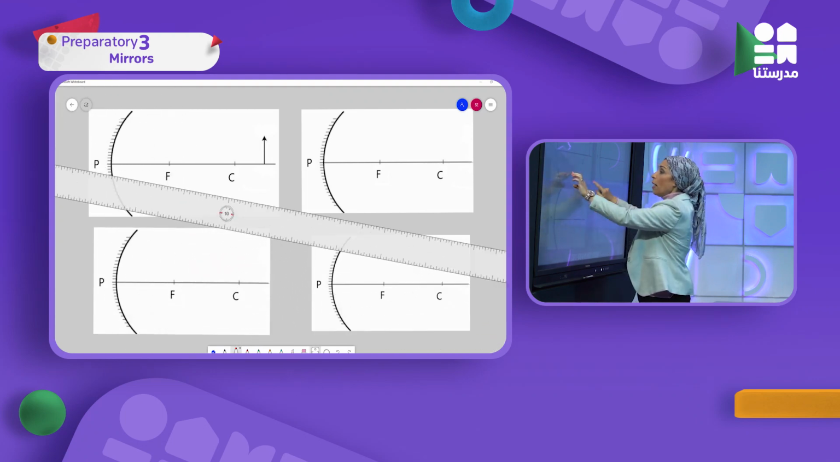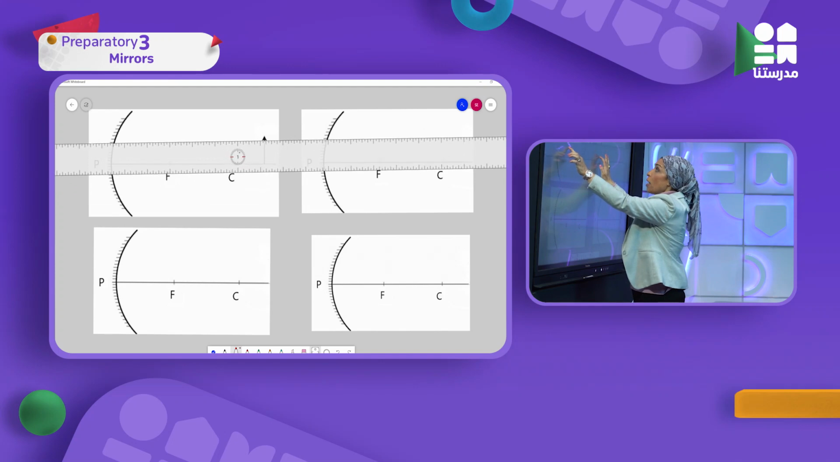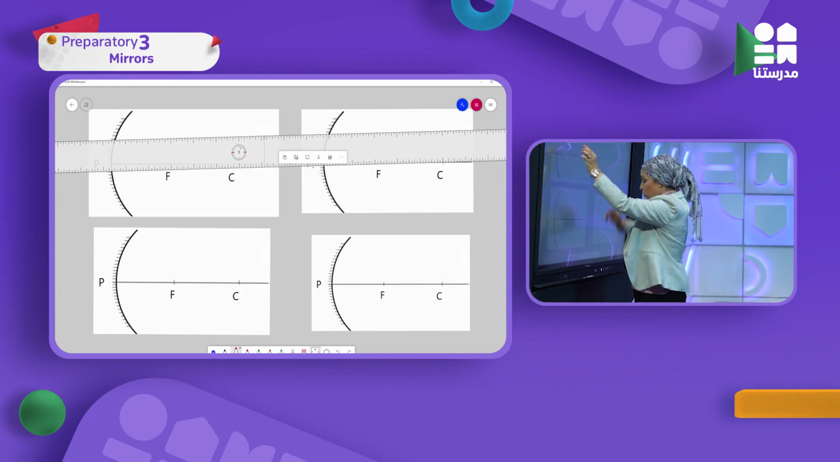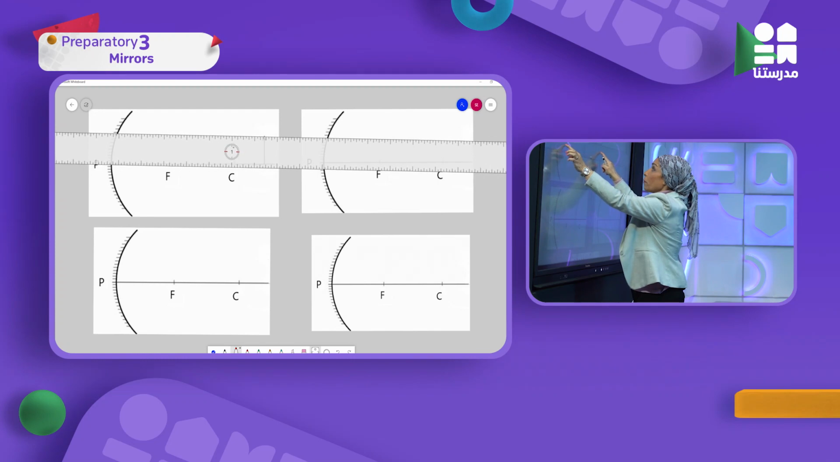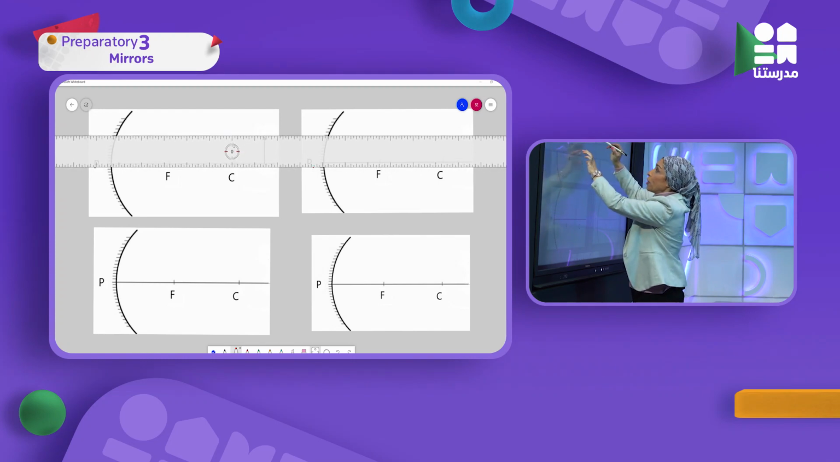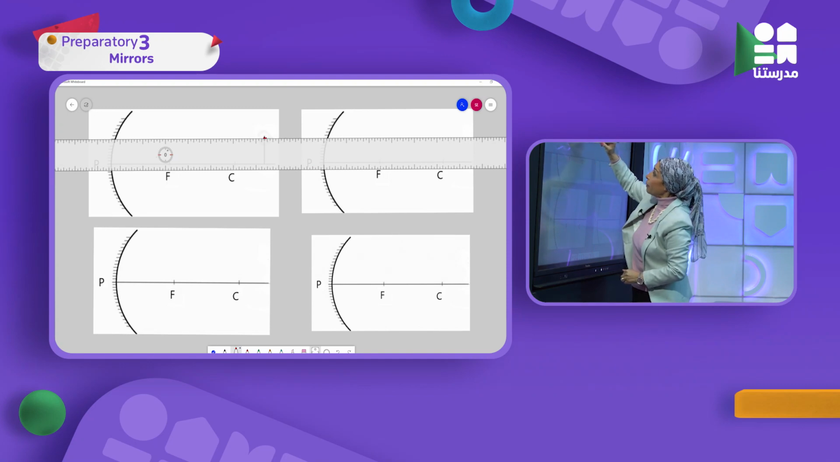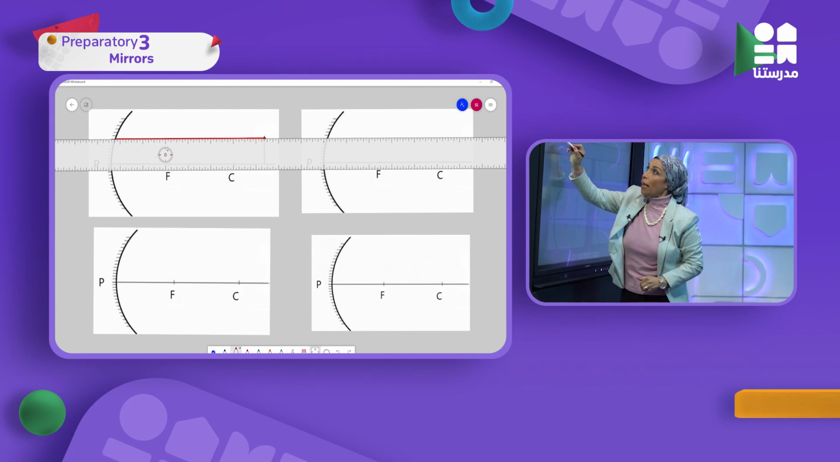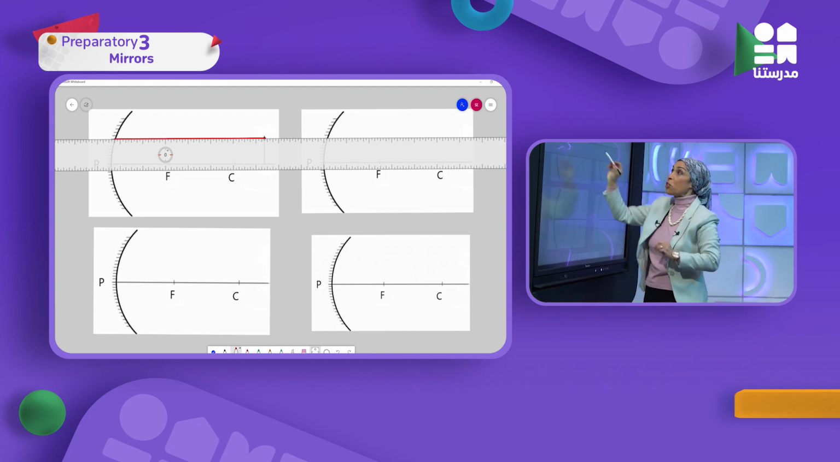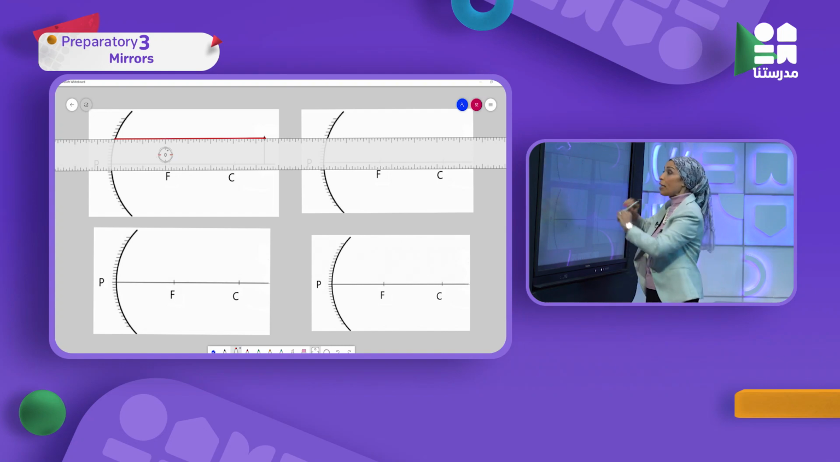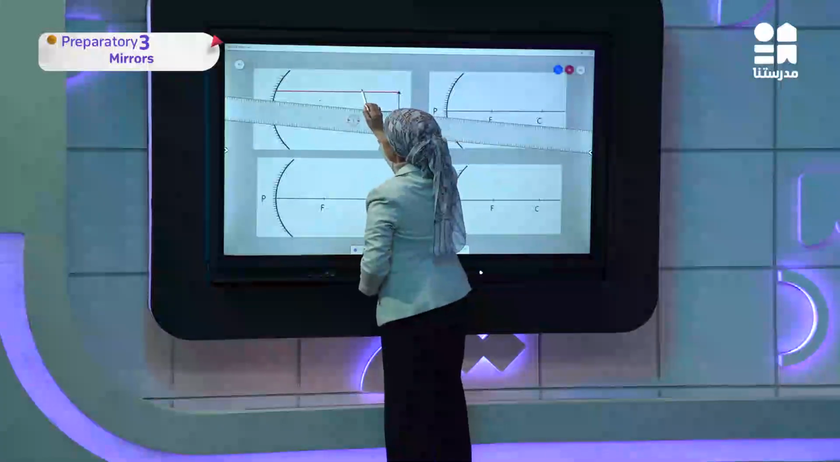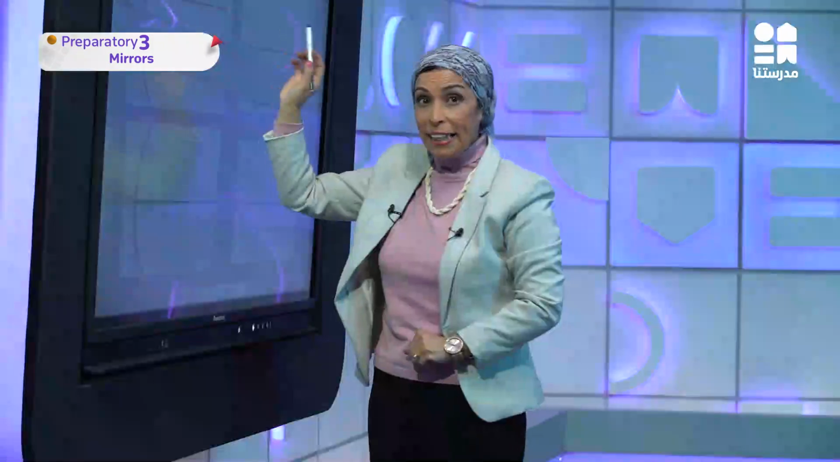And we start. First, we said we'll work with the first rule. I'm going to take the first ray from the tip of the object. I must position my ruler very well so that I start the first ray from the tip of the object. Then I make a straight line and you have to reach the reflecting surface. Don't lift the pen until you reach the reflecting surface, and then put the arrow which indicates that it's the incident ray. That's the first ray.